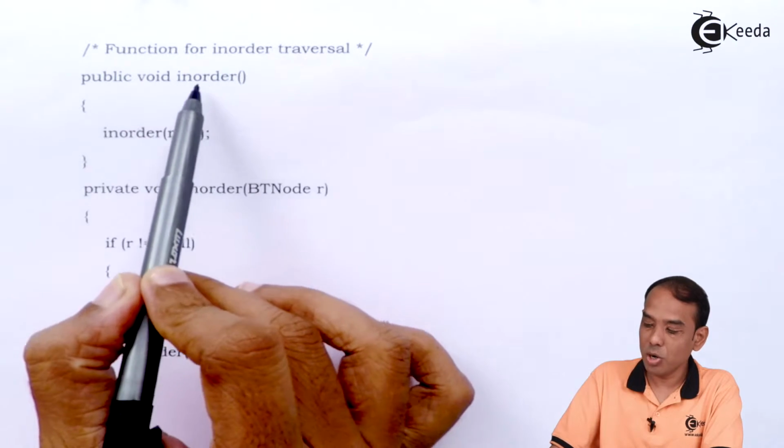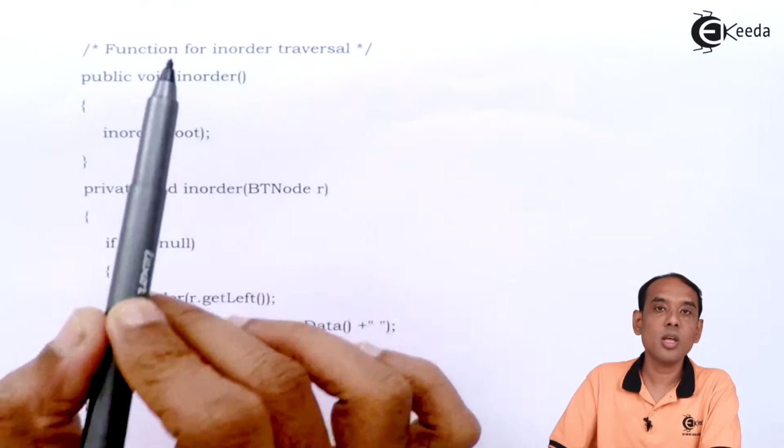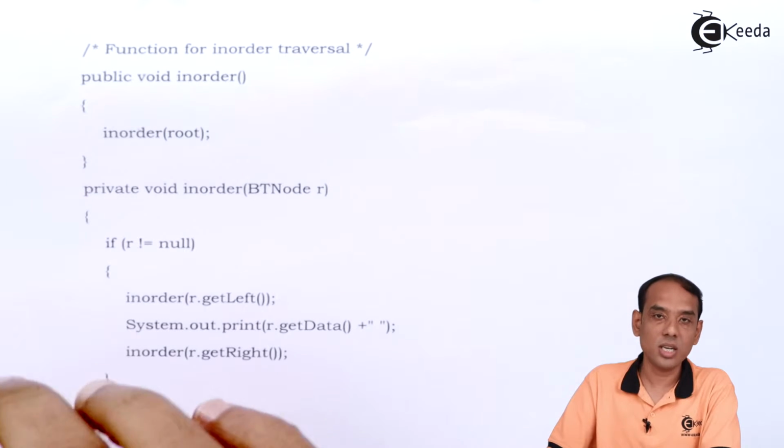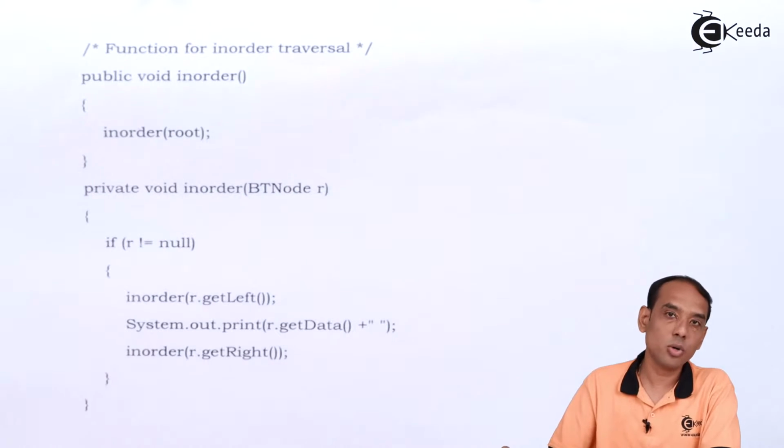First we will go for in-order traversal. In case of in-order traversal, we are going to go from the root to the nodes. That is, we are going to visit the root, then the nodes. Like this we are going to traverse.